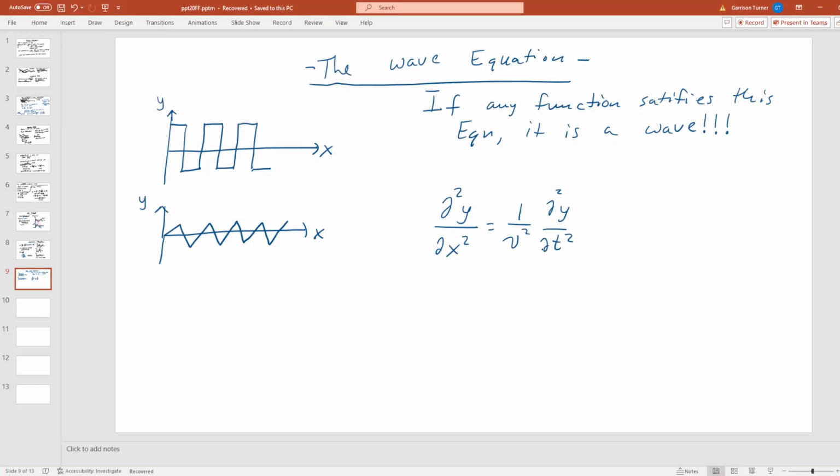Okay? So this is what's known as a partial differential equation. And since the derivatives are order 2, this is a second order equation. Now, we're not going to go through the justification of why this wave equation works, okay? But the basic idea behind it is this, okay?